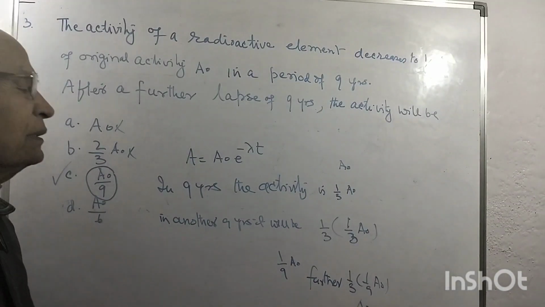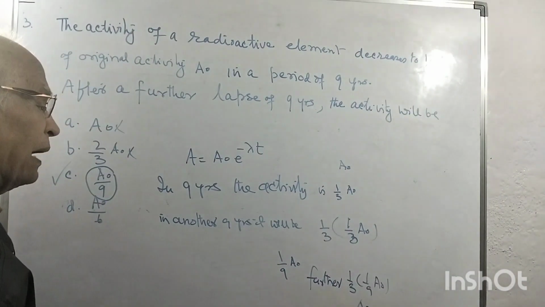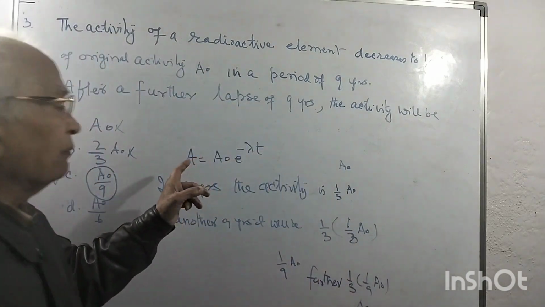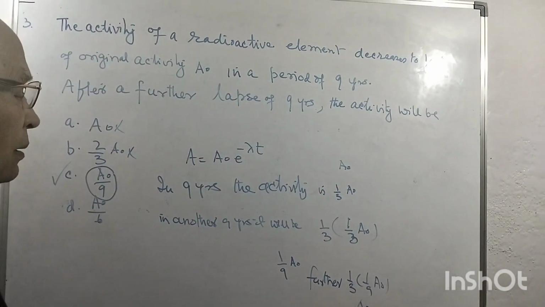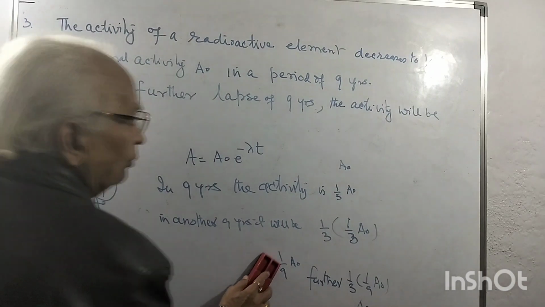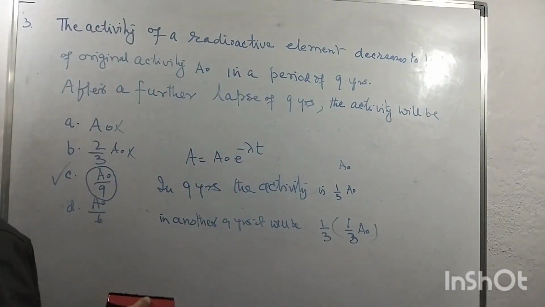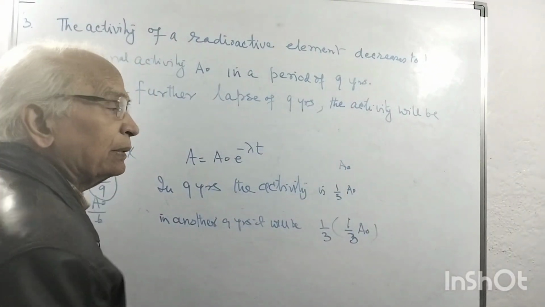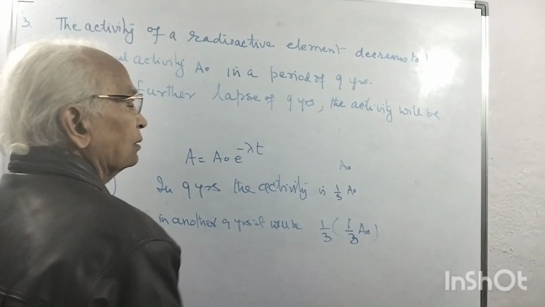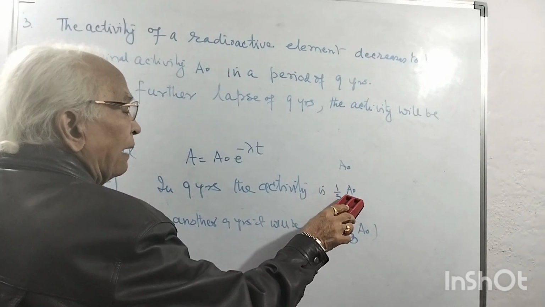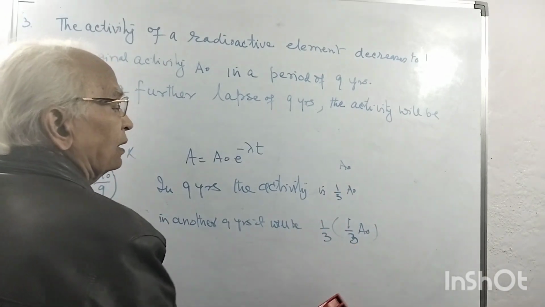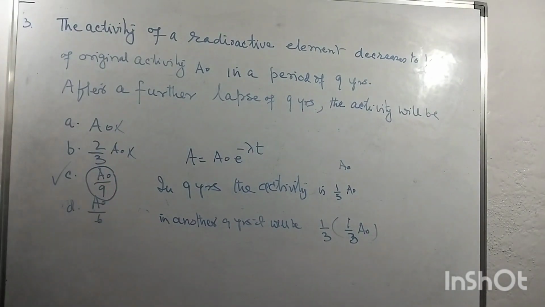Because I am not changing the time. If we change the time, maybe 4 years or 5 years, the answer you have to calculate by this formula. Without the formula, from common sense, you can get that we started from A naught. In 9 years, it became 1/3 of original A naught. After 9 years of this, it will be 1/3 of original. So this becomes 1 by 9 A naught. So C is the correct answer.